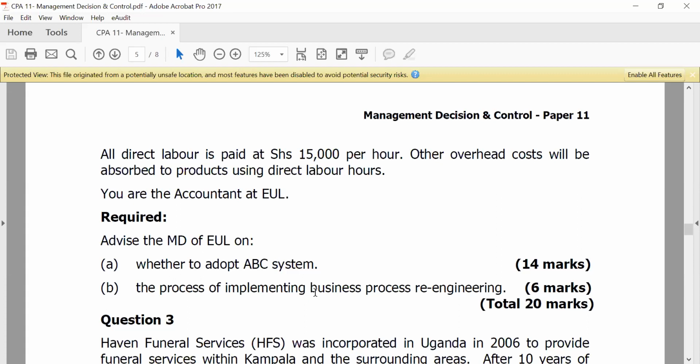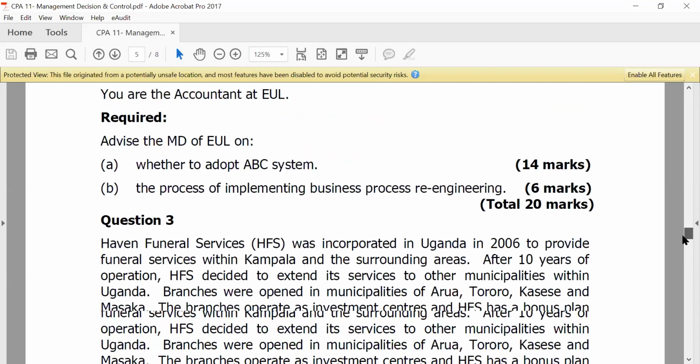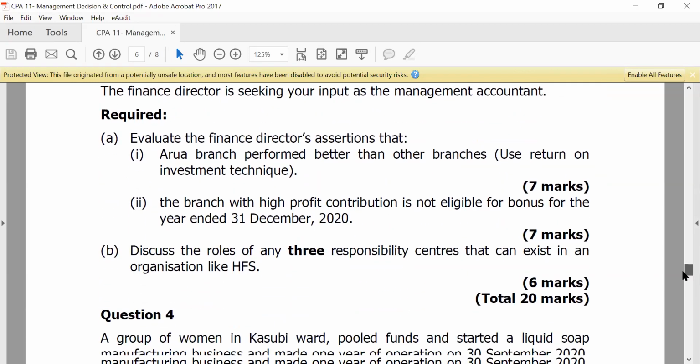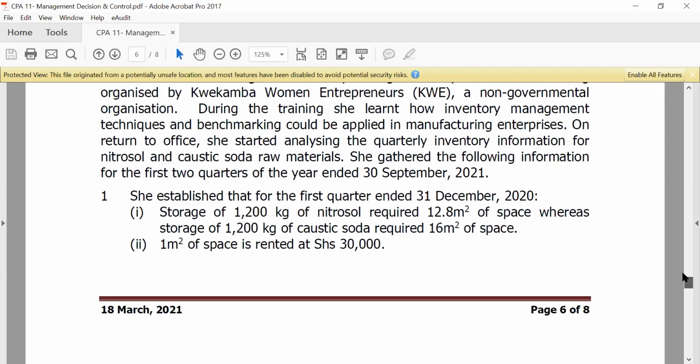So that is all those things of benchmarking, value chain analysis. Yeah, within that topic, it's called cost and management accounting, basically. I think I have notes to it, so I'll be able to share with you those notes that you can look at. Okay, so that is what we had with the question.